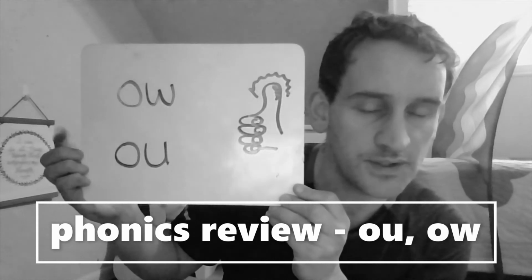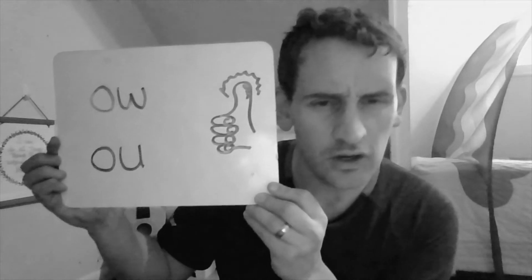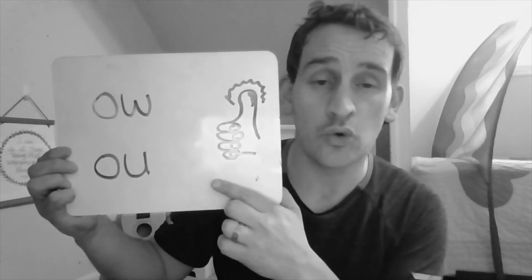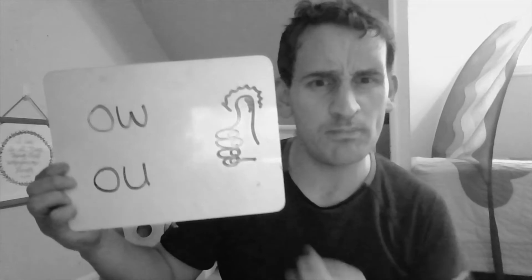Ow for both sounds. O-W, ow. There's a cow going down, D-O-W-N, ow. O-U, ow. O-U-T, get out of here, you bumblebee.